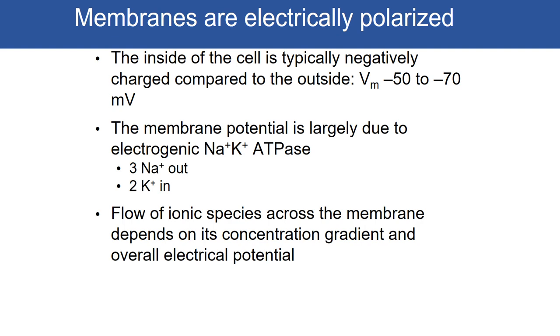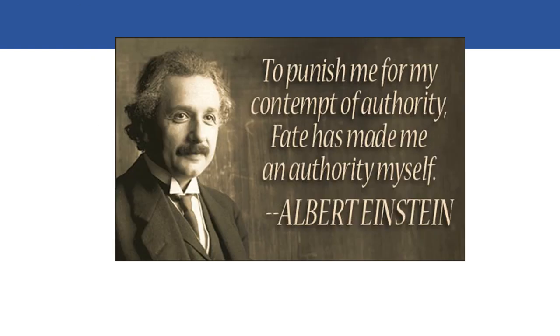Membranes are electrically polarized, if you haven't figured that out. They're usually -50 to -70 millivolts for the inside compared to the outside. Membrane potential is largely due to the electrogenic sodium potassium ATPase, where we pump 3 sodium out and 2 potassium in. The flow of these ionic species is very important and regulated all the time, not only for the chemical gradient but also for the electrical gradient. These electrical potentials also allow us to generate energy.